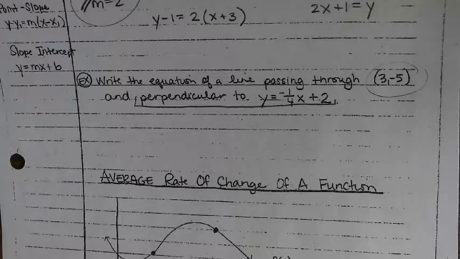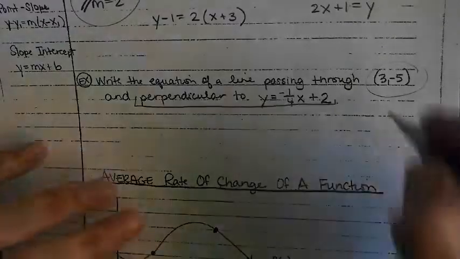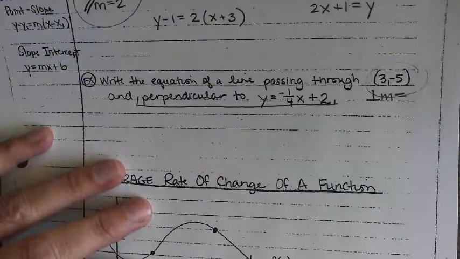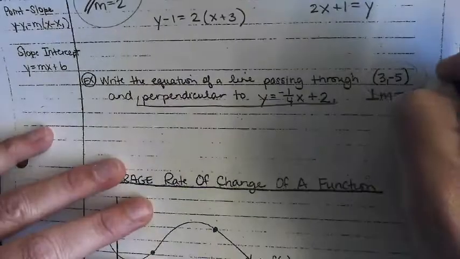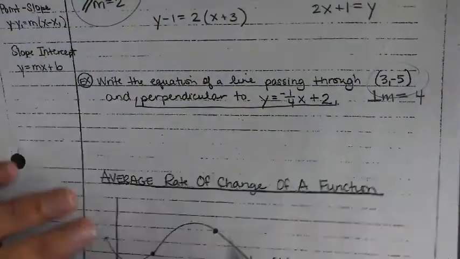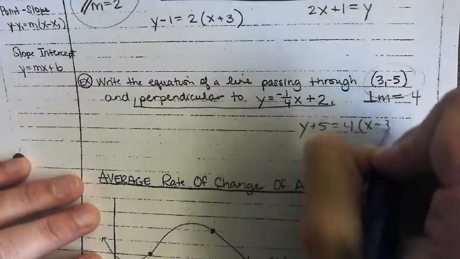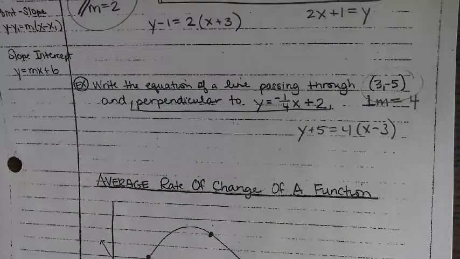Morgan, what can you tell me about the slope? The slope that we should use to write our line, the perpendicular slope. Yep. Perfect. Yep, the opposite reciprocal. Very good. So that's just going to be y plus 5 equals 4, x minus 3. Done.